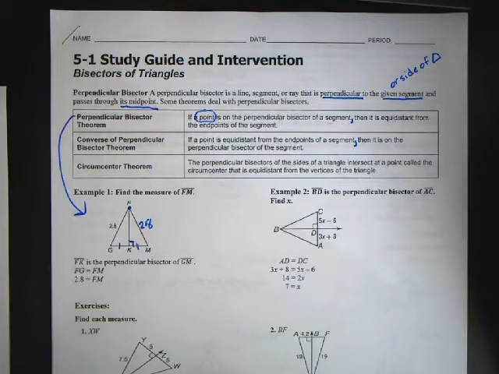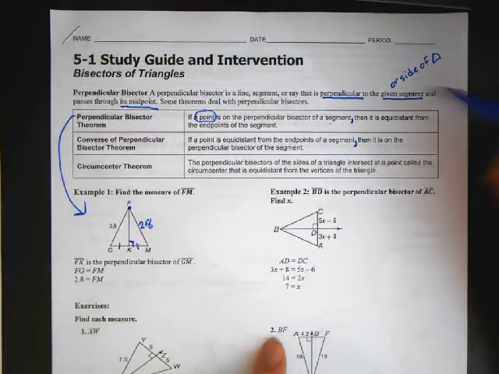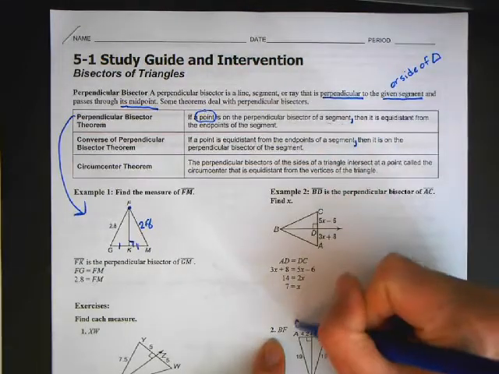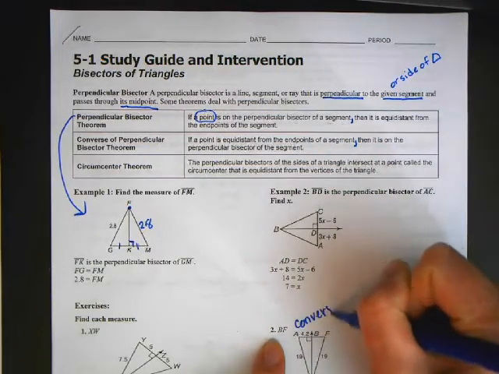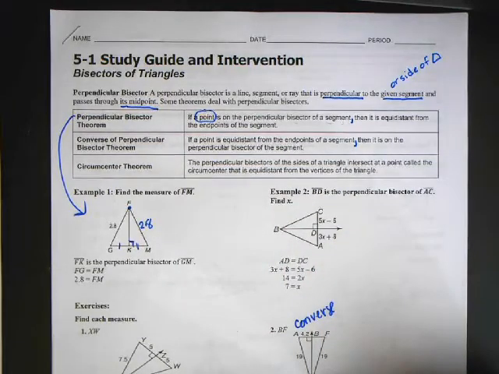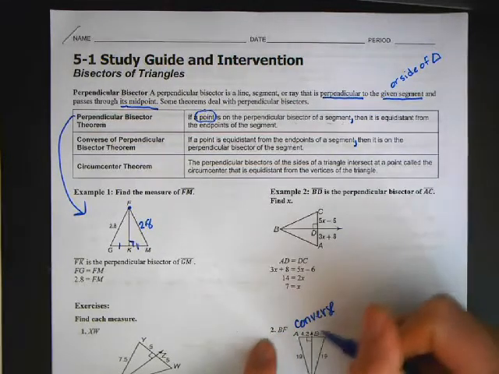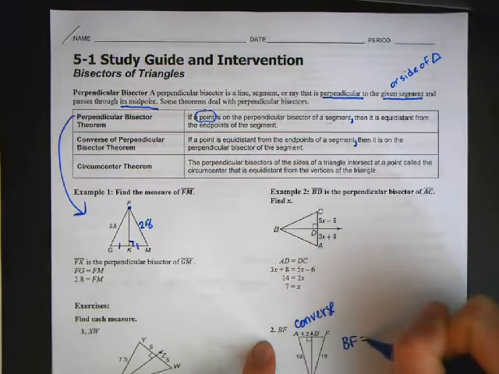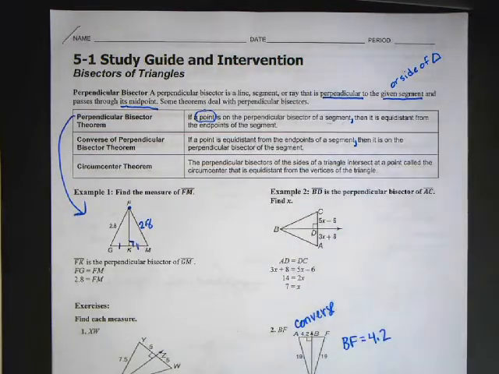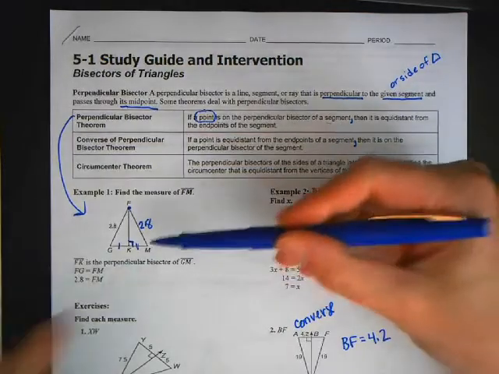Let me see if there's an example of that. So that would be like number 2. This would be the converse. So it's showing you point E is equidistant from the endpoints of this segment. Therefore, point E is on the perpendicular bisector of this segment. So BF would also equal 4.2. Okay? So that's the theorem, that's the converse.